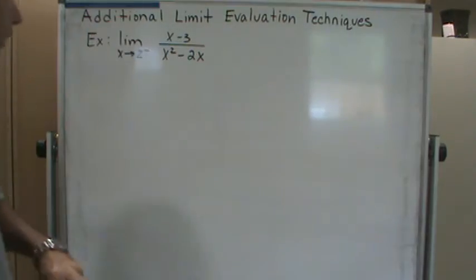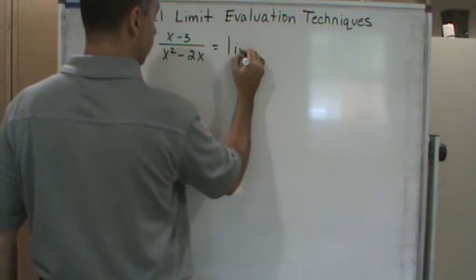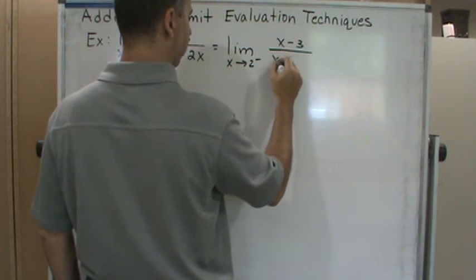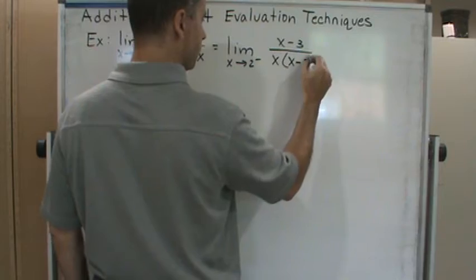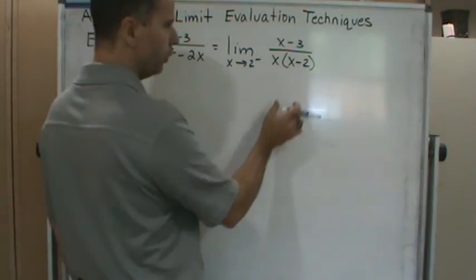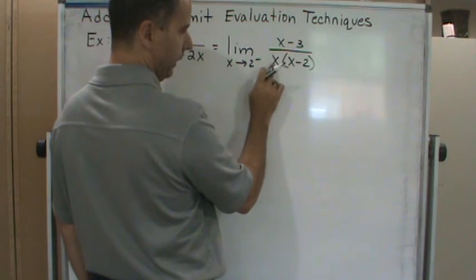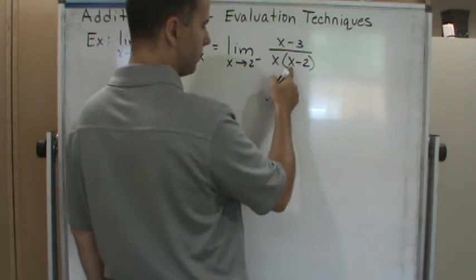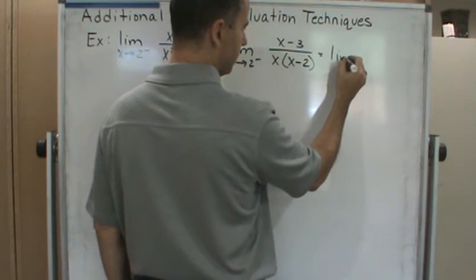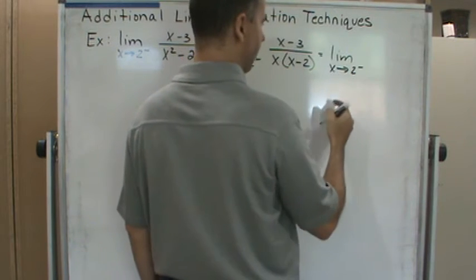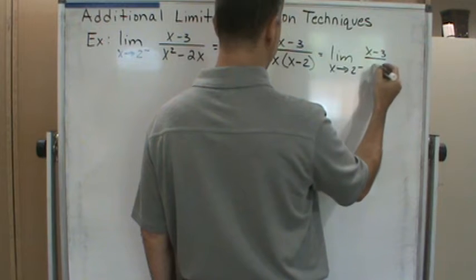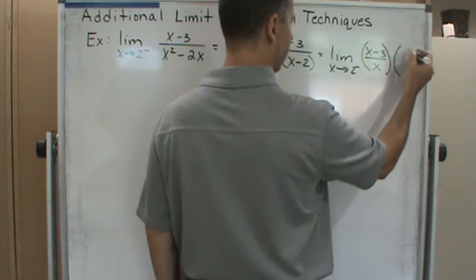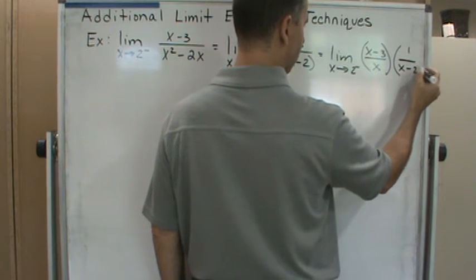Okay? So let's factor this, and let's write this as the limit as x approaches 2 from the left of x minus 3, we'll factor this into x over x minus 2. Okay? So now, if we look at the bottom, this is going towards 0, and this is going towards 2. So let's factor out and split it up, because we want to split this part up from the rest of it. So let's write this as the limit as x approaches 2 from the left of x minus 3 over x times 1 over x minus 2.